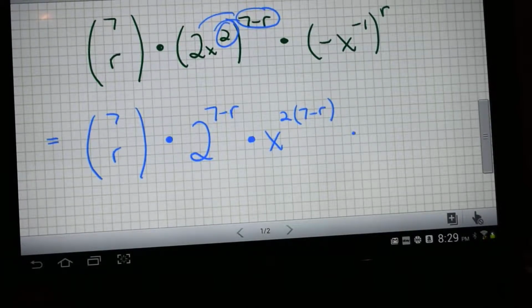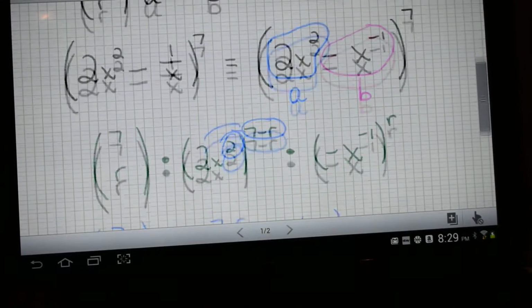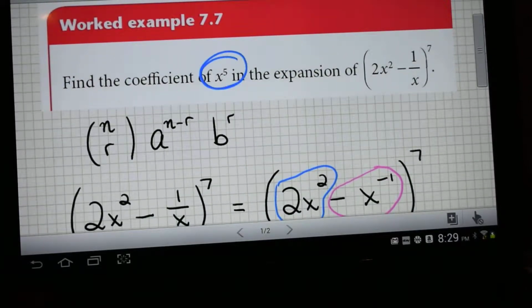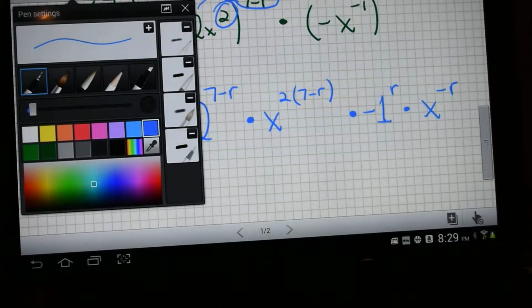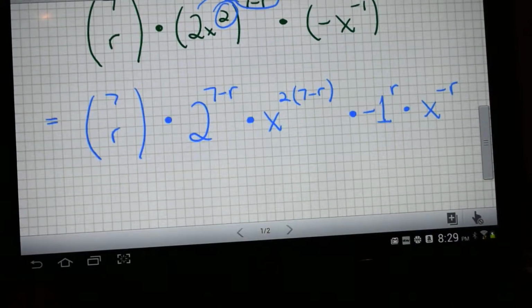And then times, this r is going to go on this negative. There's a lot going on. Times negative 1 to the r power, and x to the negative r power is what it winds up being. Now, since we're worried about having a term with x to the 5th power, for right now, I'm only going to worry about my objects that involve x. So right now, this one involves x.